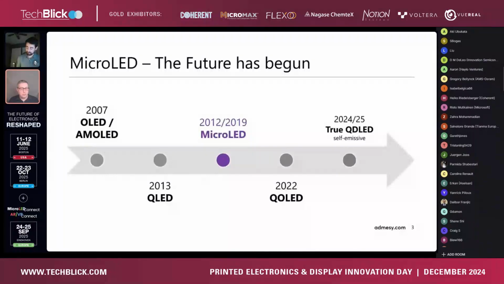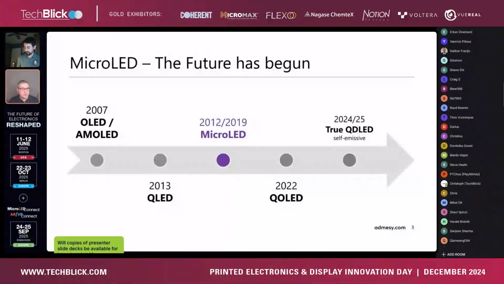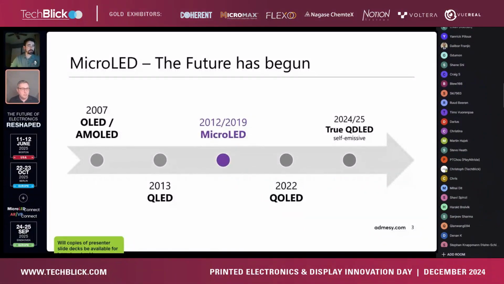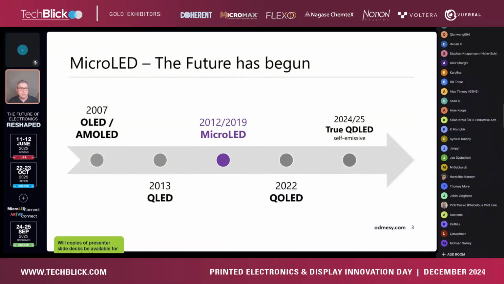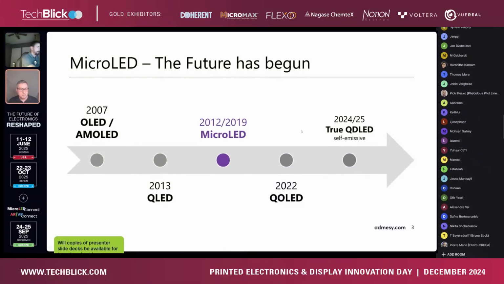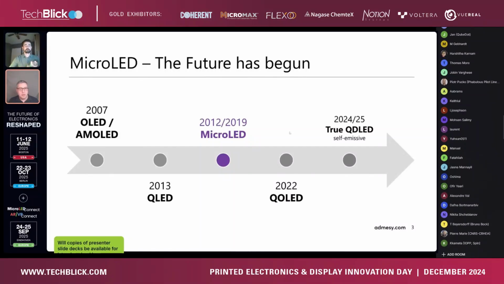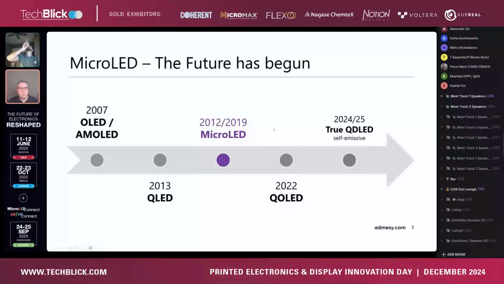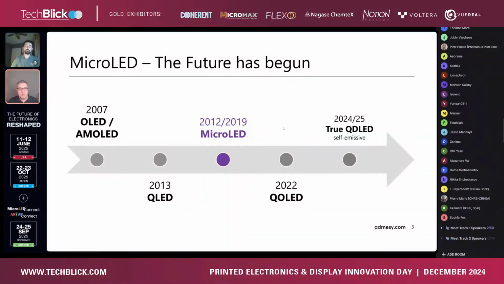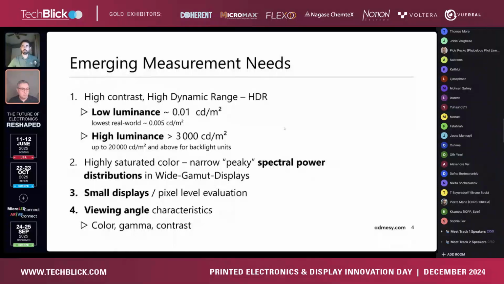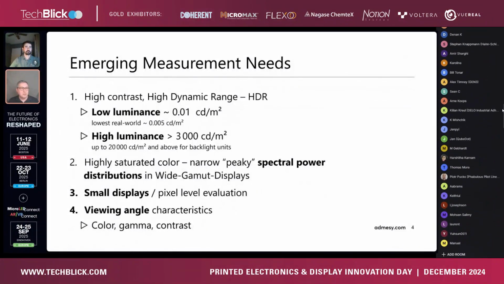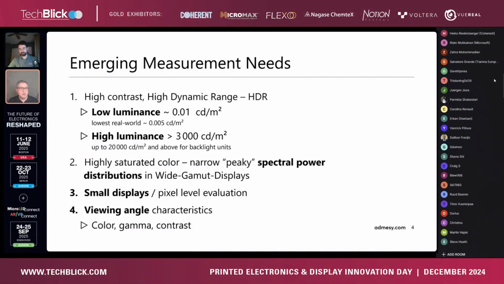So today I want to talk about the challenges and the special needs you have for micro-LED measurement. Micro-LED is one of the technologies which has started to become bigger and bigger over the last years, or will become bigger and bigger. So that is the future to some extent. But micro-LED and other display technologies have special needs regarding their measurement. They offer special advantages like a very high contrast range.